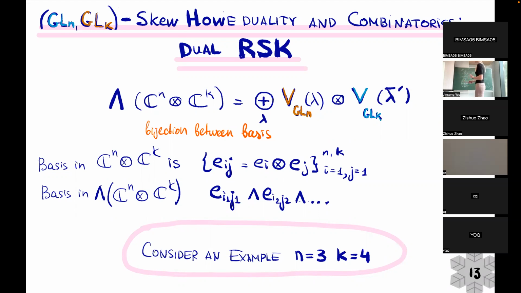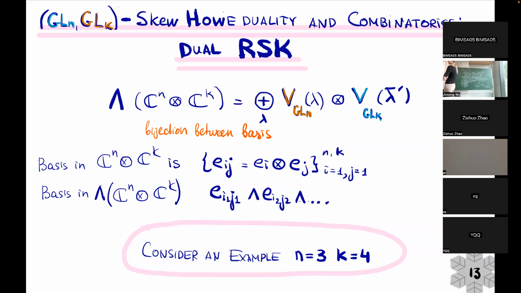Right now, I wanted to say that just as the RSK algorithm corresponds to Schur duality, in the very same manner we have the so-called dual RSK, which can help us to construct random Young diagrams corresponding to the Skew Howe duality. So how does it work? Firstly, we consider the exterior algebra of this space. The basis of this space is the following, and the basis of the exterior algebra is the exterior products of these vectors.